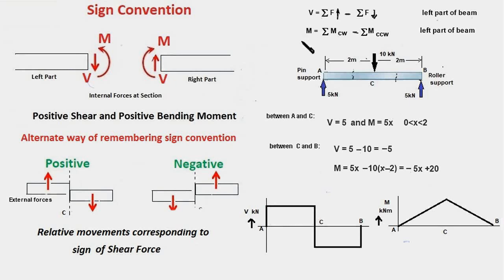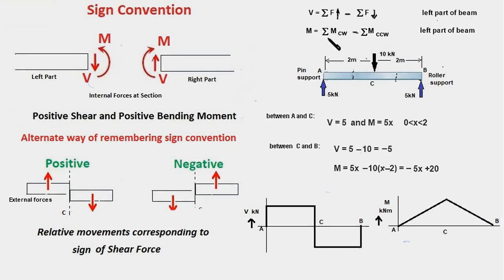And to apply these equations, we examine all the forces acting to the left of this point. And now what we notice is there is one force which is acting in positive direction, and that value is 5, and the value of the other force is minus 10 because it's pointing downwards. So the net force is minus 5, and therefore the shear force would be minus 5 at this point. So between points C and B, the shear force would be minus 5 kilonewtons, as you see here in this diagram.